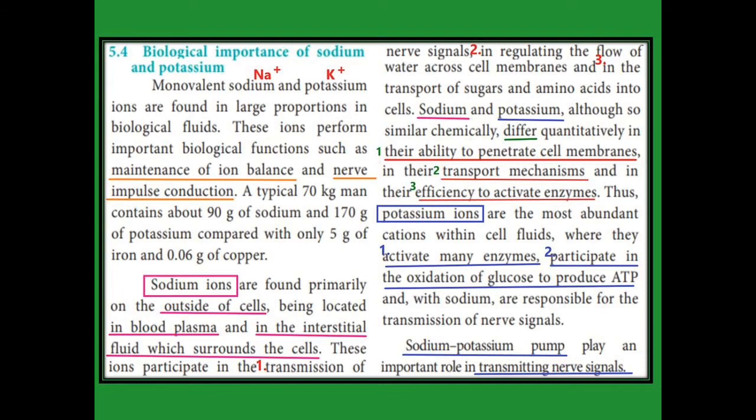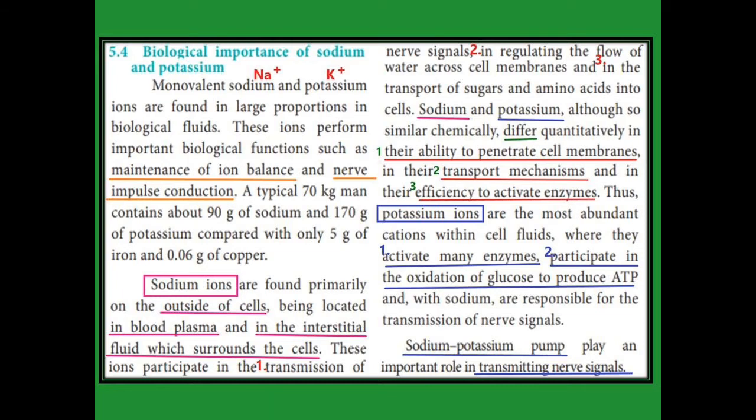When comparing sodium and potassium, their functions are chemically somewhat similar but differ in quantity. First, their ability to penetrate the cell membrane differs between sodium and potassium. In the same way, the transport mechanism is also different, and the efficiency to activate enzymes is also different. When compared to sodium, potassium may be higher, and sodium is lower.